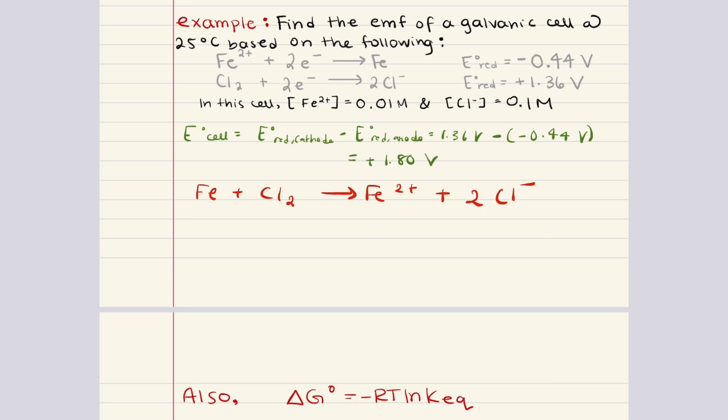Now from here, we can actually determine the value of the reaction quotient. Remember, Q is equal to the concentration of the products raised to their stoichiometric coefficients over the concentration of the reactants raised to their stoichiometric coefficients. And remember, we don't include solids or liquids.